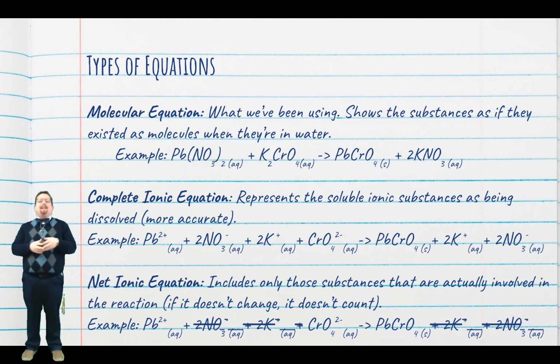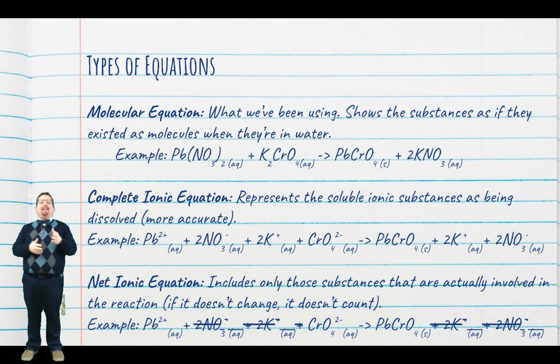Our example is aqueous lead-2 nitrate and aqueous potassium chromate participating in a double displacement reaction, forming solid lead-2 chromate and aqueous potassium nitrate. In a complete ionic equation, we write out that whole equation with all of the aqueous molecules split up into their different ions. This represents them as being dissolved in water like they actually are, and it's a much more accurate way to describe what's happening. In order to do this, you have to know the charges of different ions and how ionic compounds form. So again, please review that if you've struggled with it the first time.